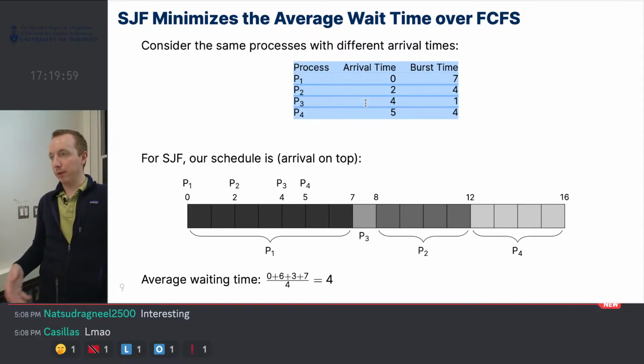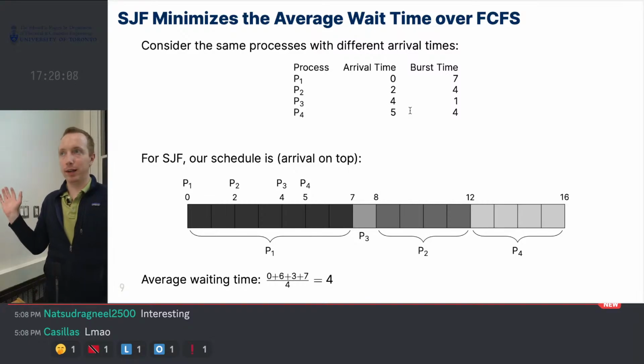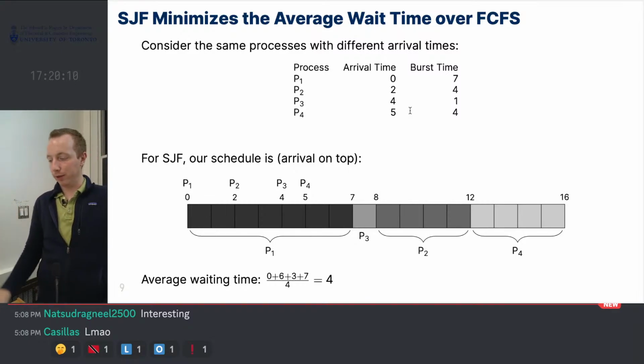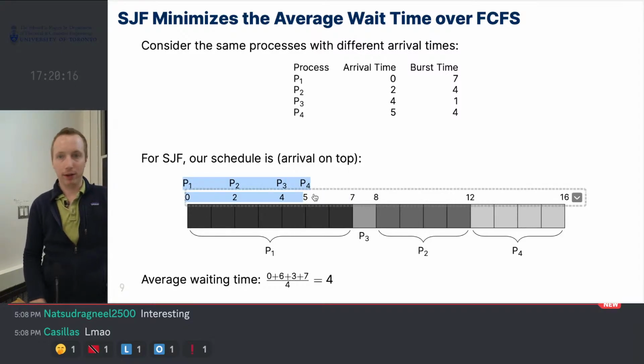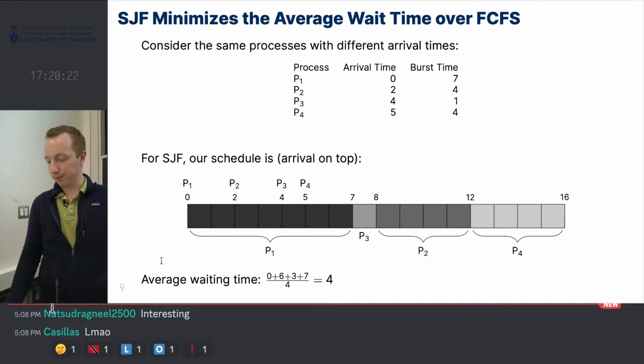So P2 arrives at time 2, P3 arrives at time 4, and P4 arrives at time 5. Then we'll just use the same example throughout the rest of the lecture just to compare them. So for all that, I always like drawing the arrival time on the top. So here I just draw it on the Gantt chart directly just to make things a bit easier when you have to schedule things.